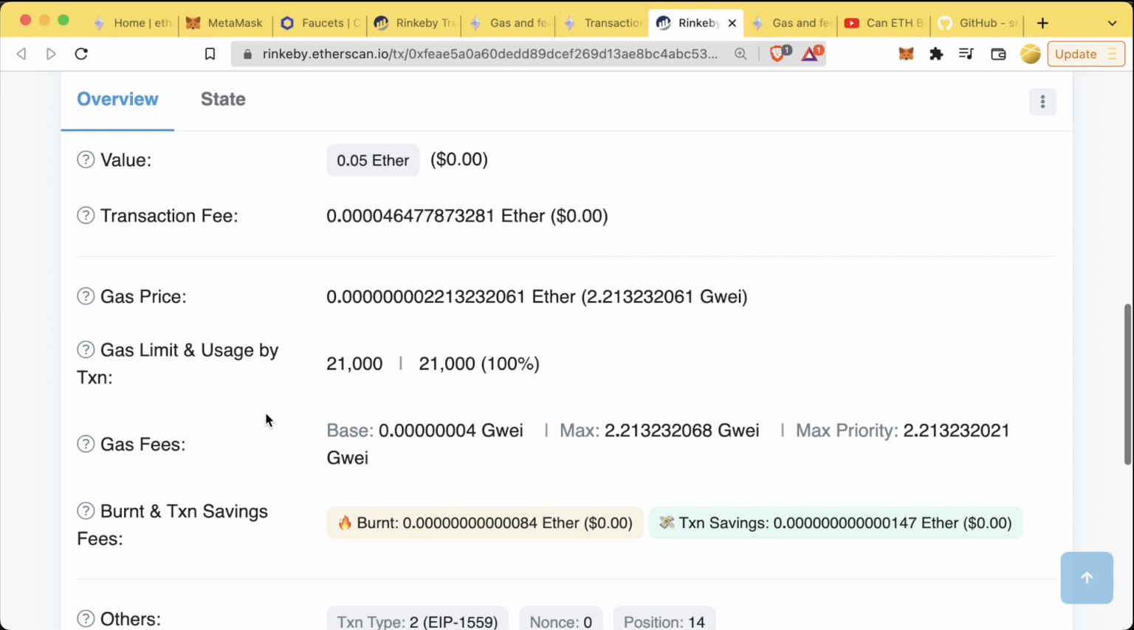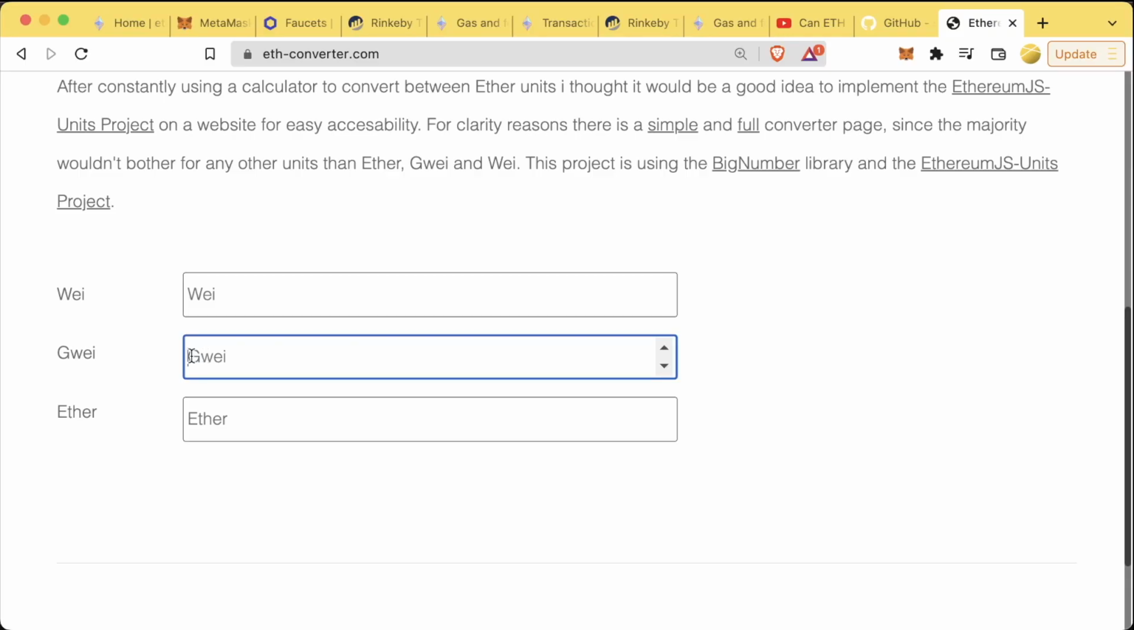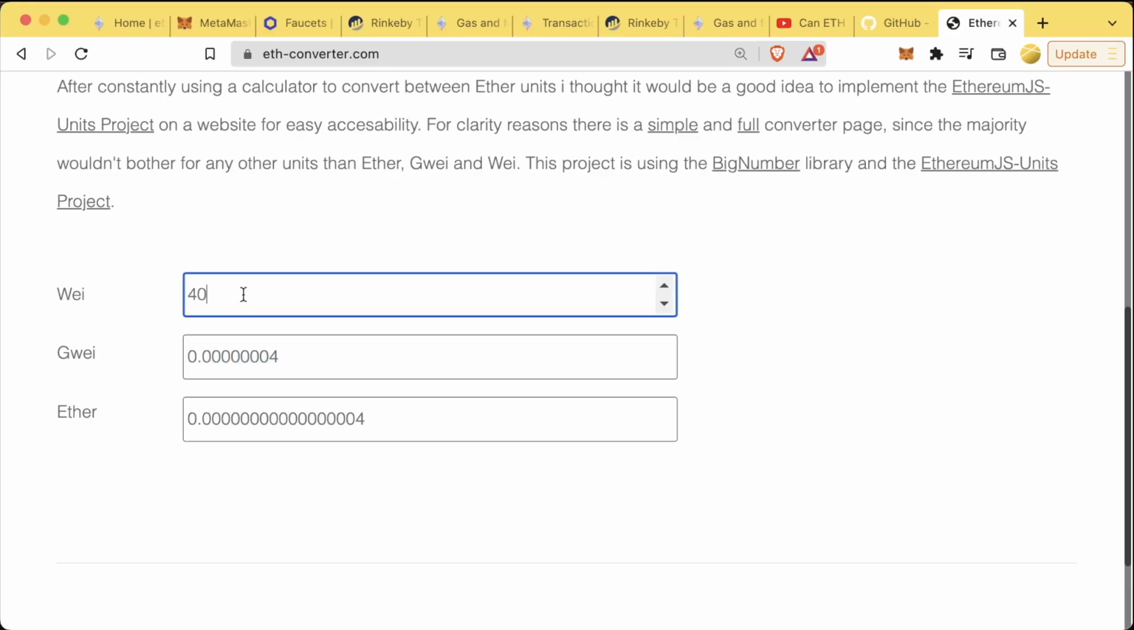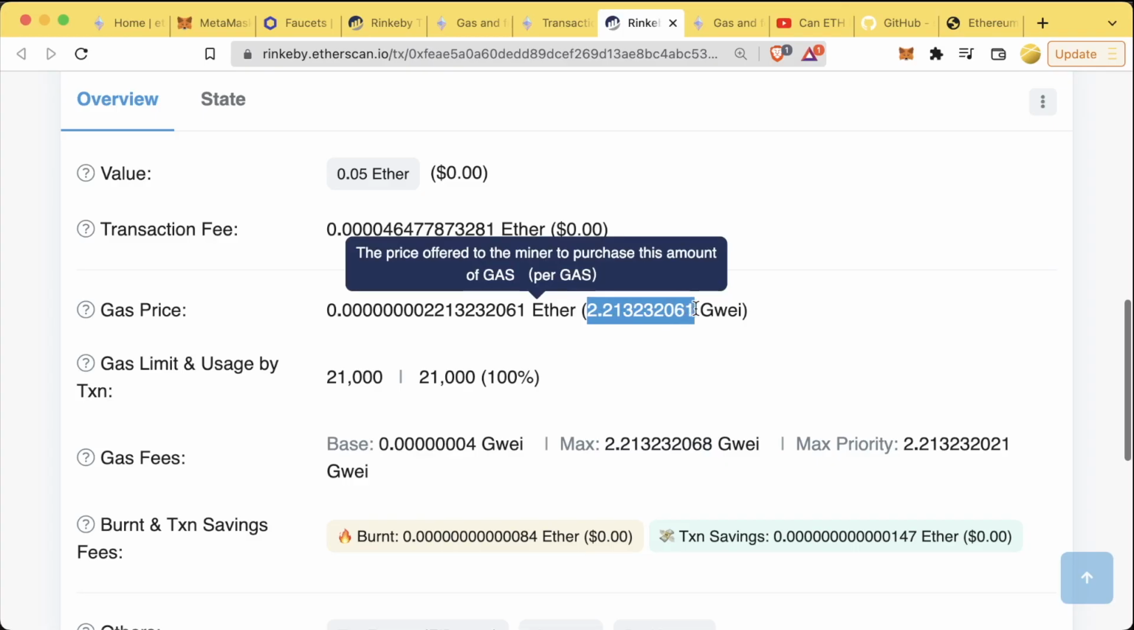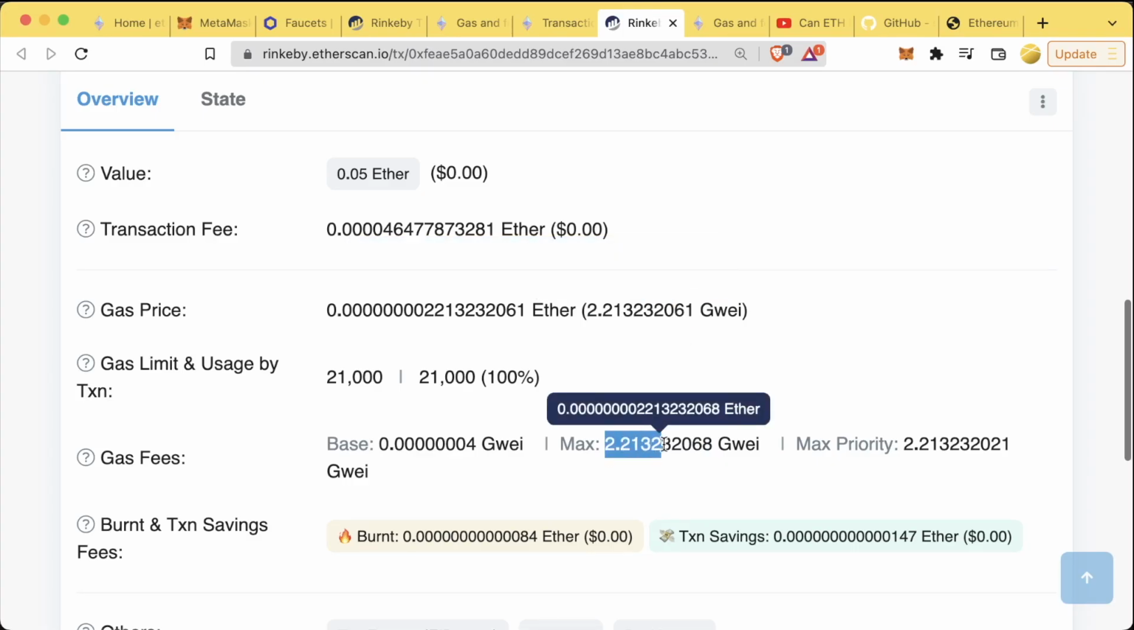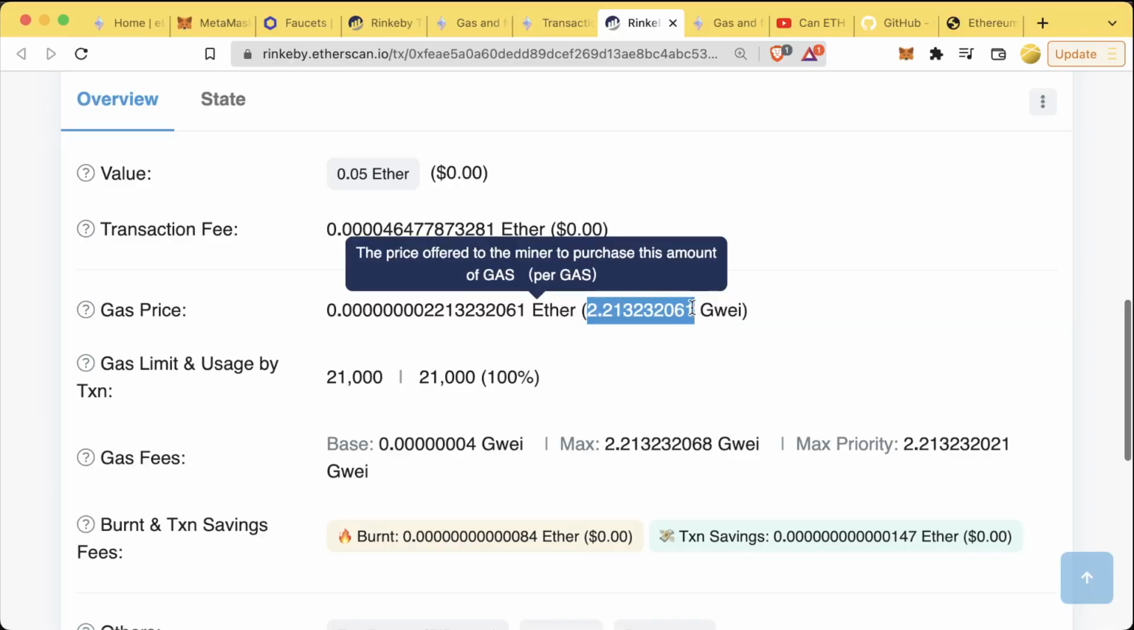So if we look at our gas fees, we see that the base fee is 0.0000004 Gwei. And this obviously would be an even smaller number if this was in units of Wei. So if we take this number and we put it into our calculator, we can see that this is equal to 40 Wei, or 0.00000, a whole bunch of zeros for Ether. The max fee here refers to the maximum gas fee that we're willing to pay for this transaction. And you can actually see that our max fee is a little bit higher than what we actually ended up paying. Our max fee was 2.2132 something, and the gas price we actually paid was up here.